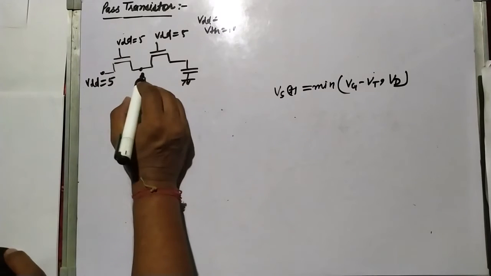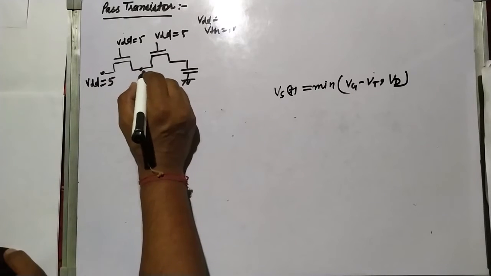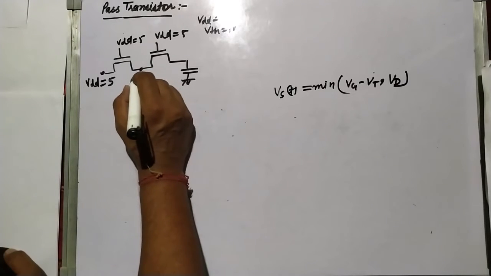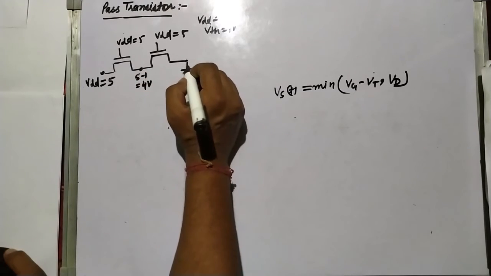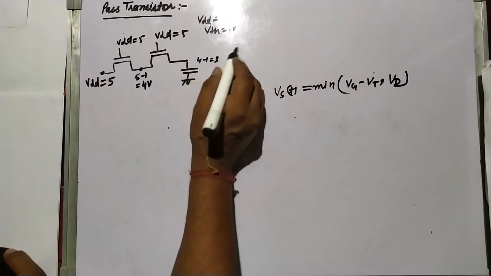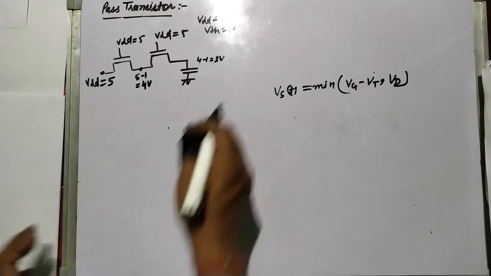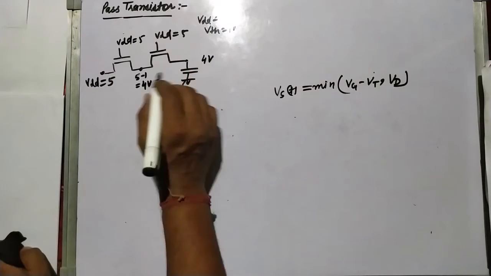We know that it will be VDD minus VTH, which is equal to 5 minus 1, that is 4 volt. Now what will be the voltage across it? 4 minus 1 equal to 3 volt? No, it's wrong. It won't be. It will be only how much? 4 volt. Why will it be 4 volt?